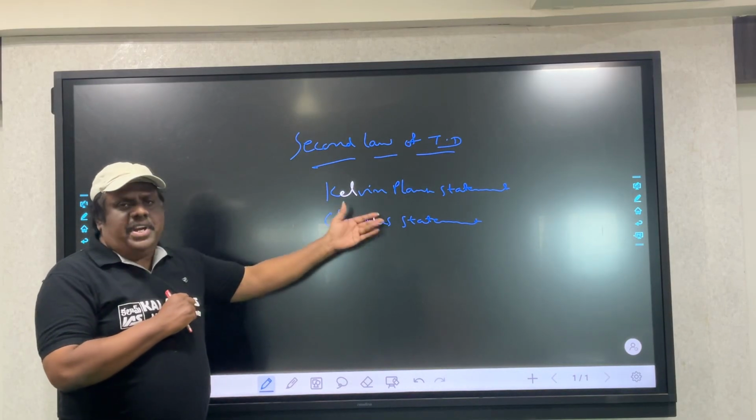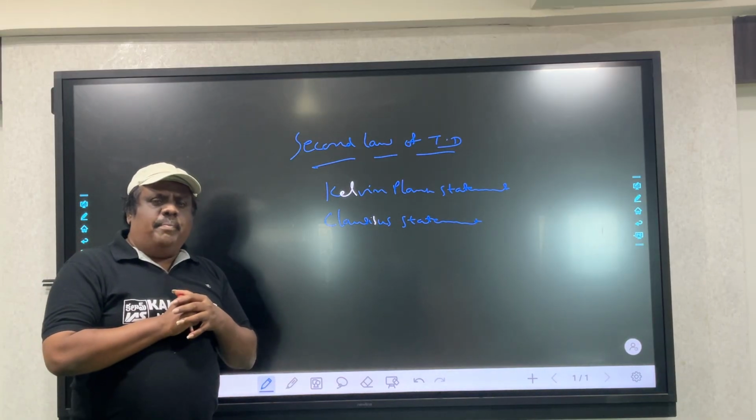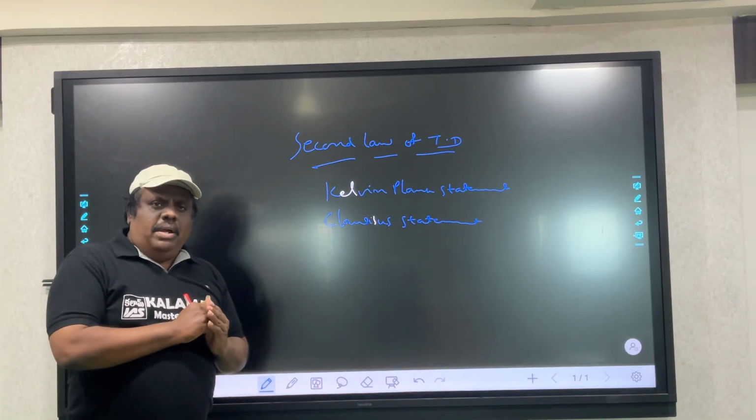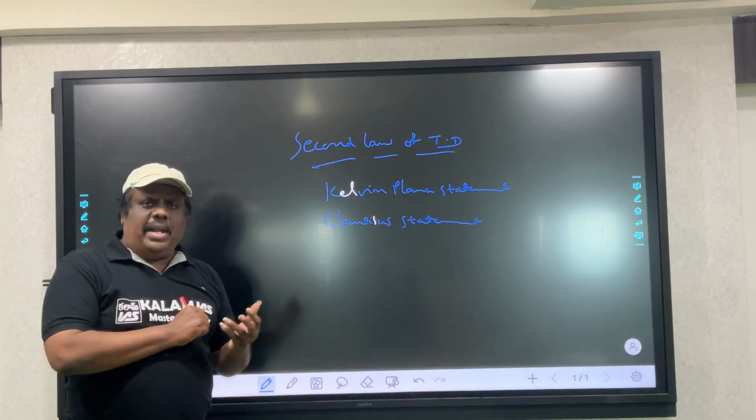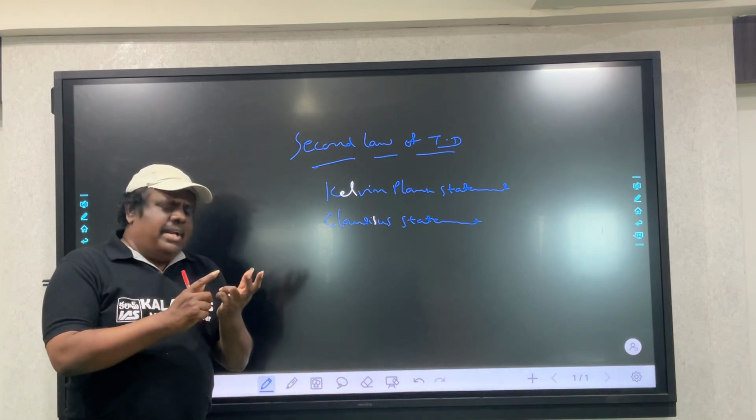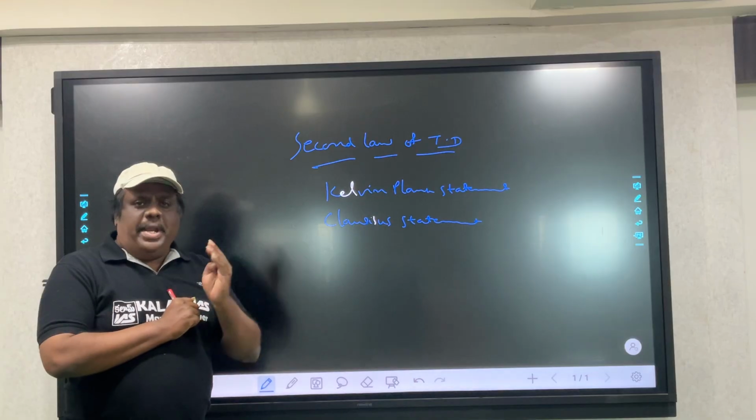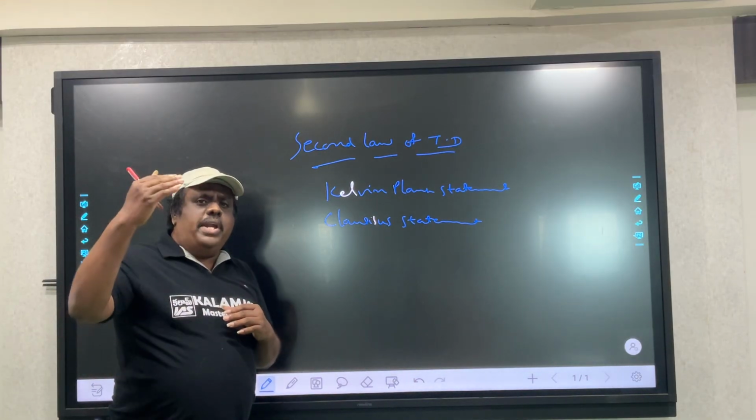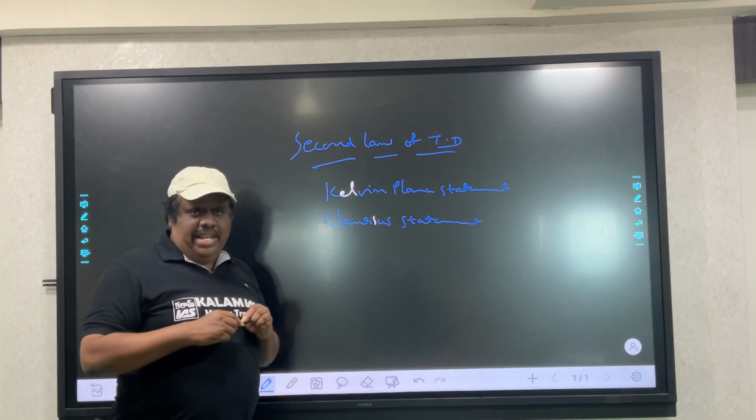The second one, the Clausius statement, states that heat cannot flow from a cold body to a hot body. From hot body to cold body, it can easily flow. We have already learned in thermal properties the three modes: conduction, convection and radiation. That is from hot body to cold body. But heat cannot flow by itself from a cold body to a hot body without the help of any external agency.